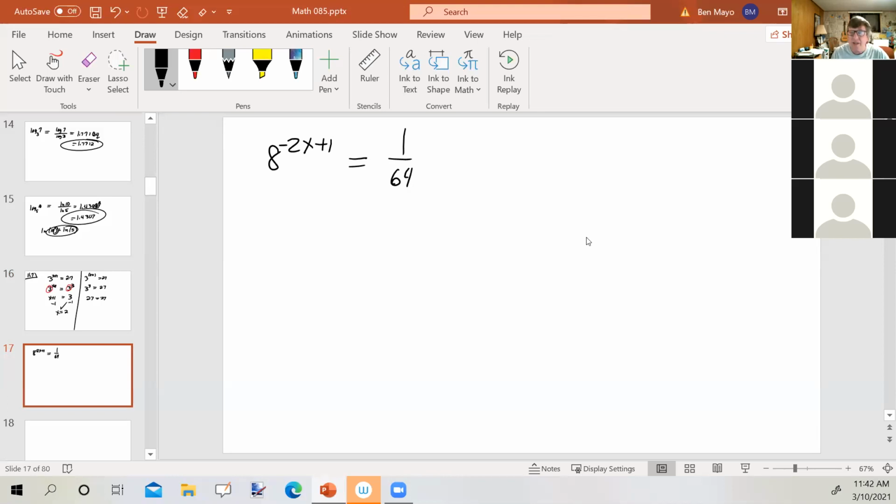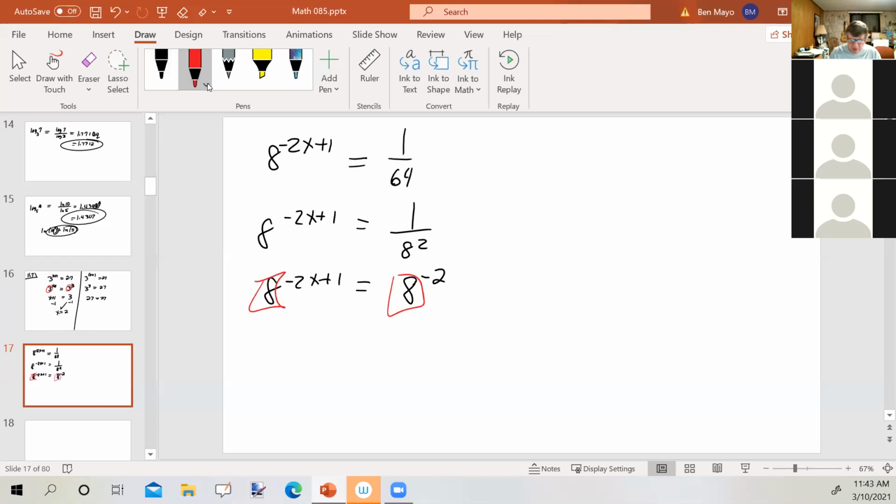Well, the base on the left is 8. I could rewrite 1 over 64 as 1 over 8 squared, which I could write as 8 to the negative 2 power. So here we're doing something a little unusual. Typically, we take a base, and if it's raised to a negative exponent, we move it to the other side of the fraction bar to make it a positive exponent. But here, we're trying to get the bases to match.